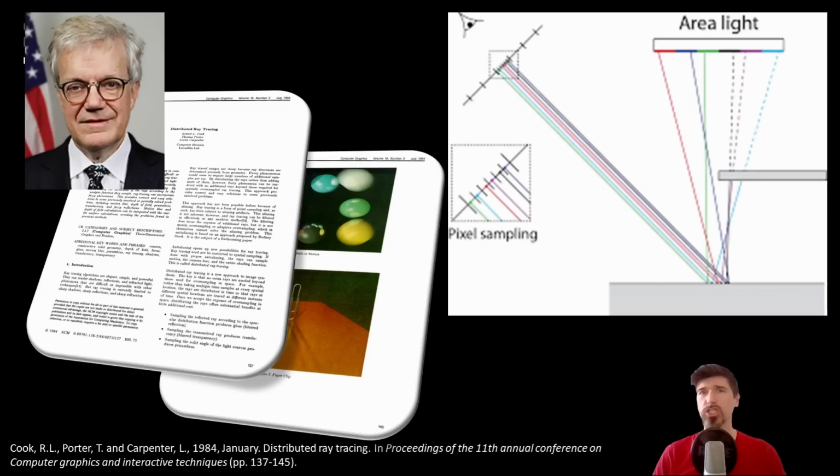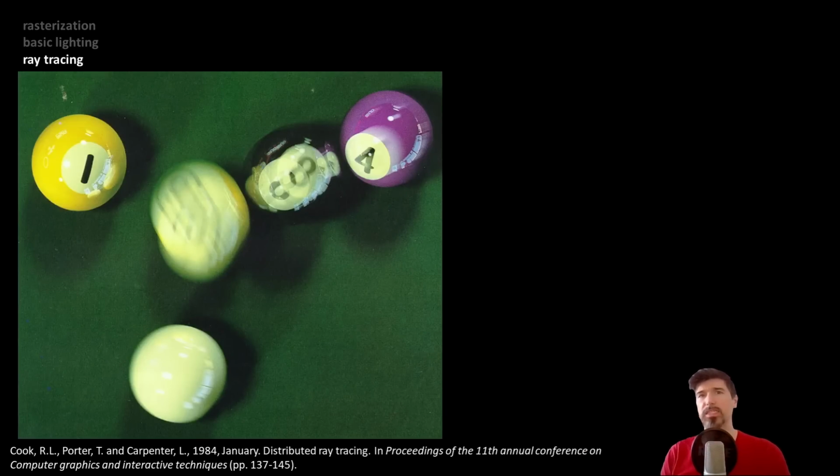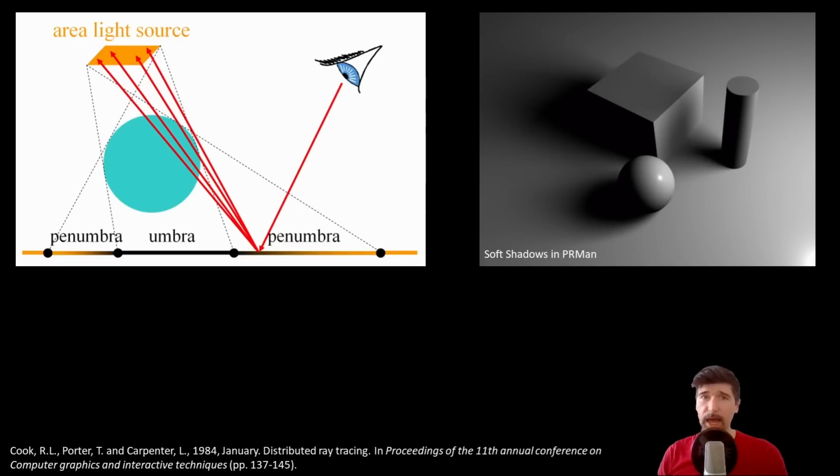This is the exact question Rob Cook and his team had in 1984 when they introduced distributed ray tracing, where multiple rays are cast per pixel with randomized offsets that allowed for anti-aliasing, or the reduction of jagged edges, but also other effects such as motion blur and depth of field, as you can see in this image. Regarding shadows, shadow penumbras or soft shadows can be generated by sending multiple shadow rays per shading point, not through a pixel, when sampling an area light.